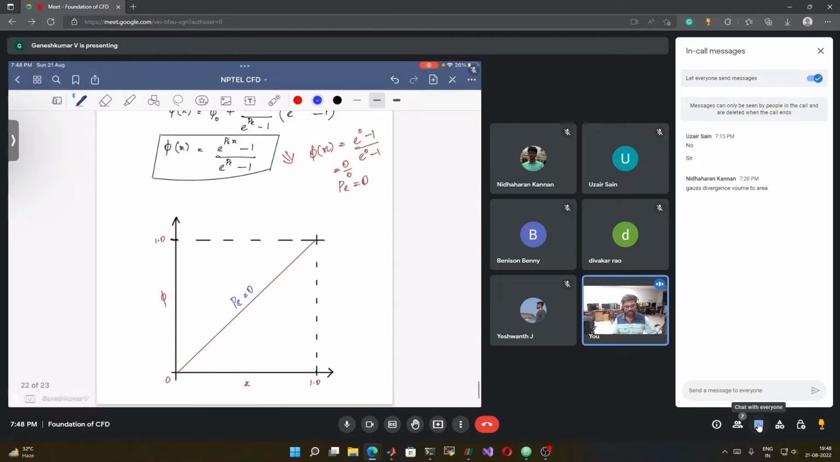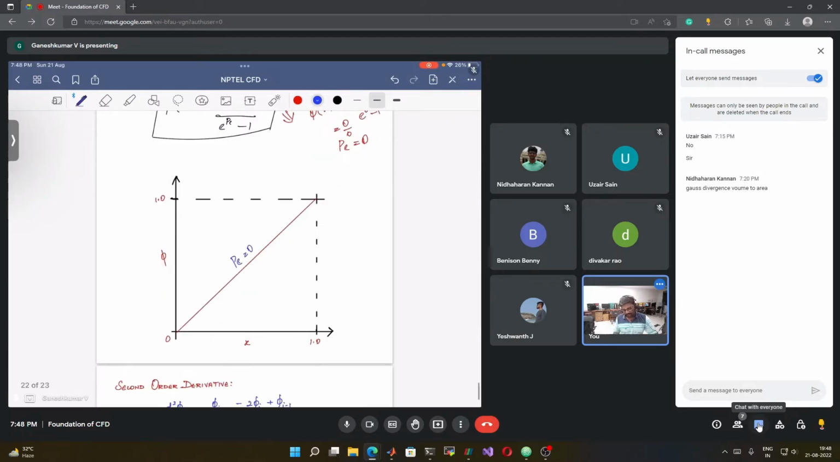You cannot get the solution from this when Peclet number is equal to 0. But let's not worry about Peclet number equal to 0, because that's not going to happen. If Peclet number is 0, it means convection divided by diffusion is equal to 0. Anyway, we have both convection and diffusion. Let's say our Peclet number is greater than 0. What does this mean? Convection is greater than diffusion, right?